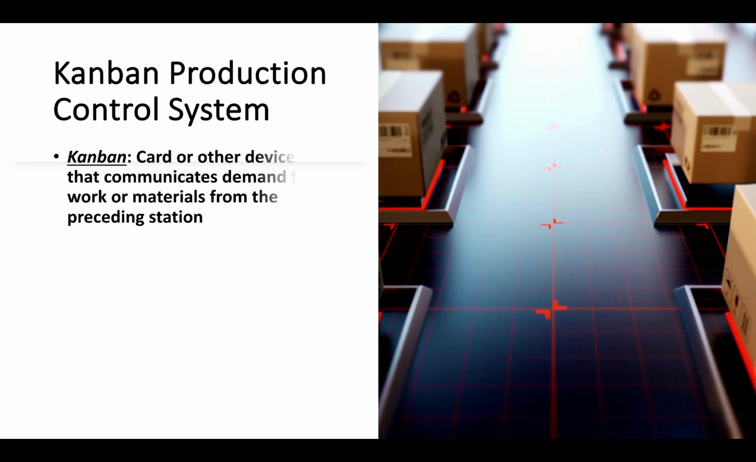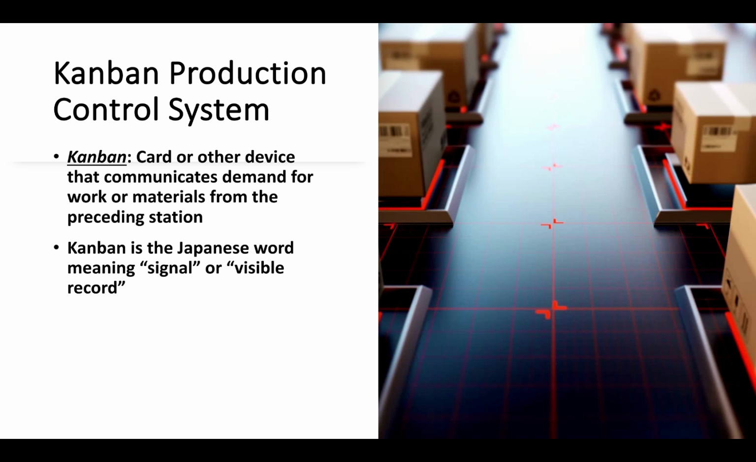Next we have the Kanban production system. Now the Kanban production system, we can say it is a visual system, right? And this is a system which is communicating the demand. You can see the definition also. Kanban is a card which is communicating demand for work or material from the preceding workstation, and it is a Japanese word which means signal or visible record. So when a worker needs material or work from the preceding station, they are going to use a Kanban card. It is the authorization. When somebody shows this Kanban card, it is a signal of authorization to move or work on parts. So no part or lot can be moved or worked on if you do not have one of these cards.